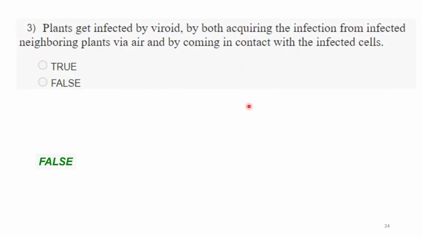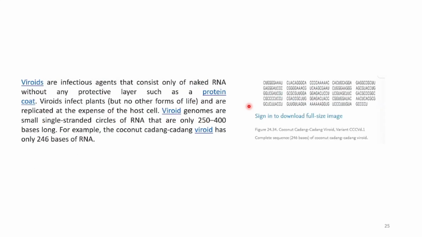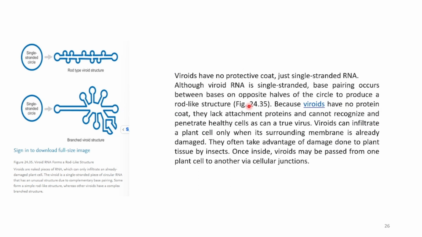So the question was whether viroids infect by acquiring infected neighboring plants via air and by coming in contact with the infected cells. Air is definitely not exactly true. Viroids mostly cause disease by triggering RNA interference, which will have a massive regulatory effect on the genes that are needed for the plants to survive, and if it is decreasing the expression of essential genes, then there will be diseases occurring in the plants. So that is why viroids are such fascinating elements, and studies are still going on to understand the exact mechanism that viroids use to infect plants.